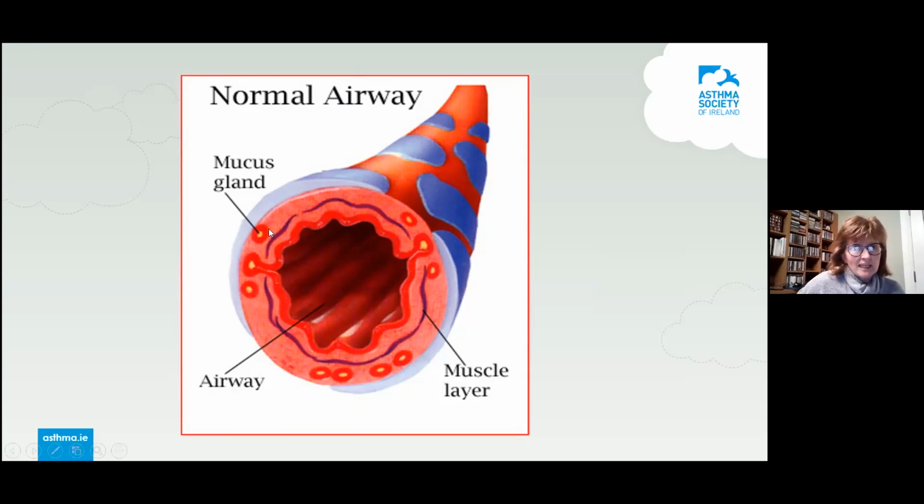Then you have these little glands that are in all the airways, and this is not just the big airways. These are what all your airways look like, and they have these glands, and as I said, they're nice and normal looking there. And then you have another muscle layer inside in here as well. So that's all nice and relaxed. So that's what a normal airway looks like. Air gets in and out there, no problem whatsoever.